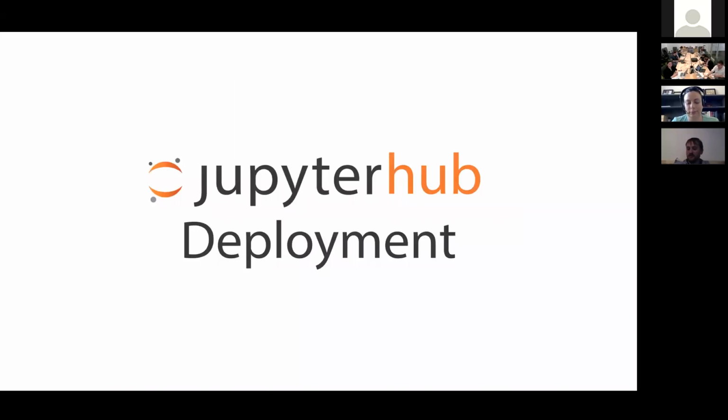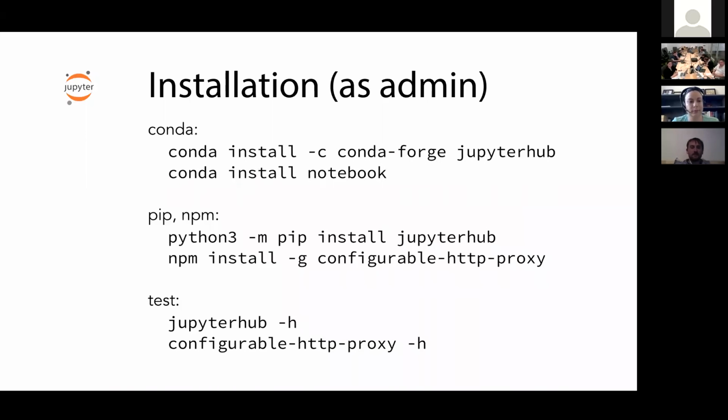So then a bit about deploying JupyterHub. You can install it with conda, pip, npm. It does have one non-Python dependency. You can install it in one command with conda if you use the conda-forge channel, or you have to install the Python package with pip, and then the JavaScript package with npm for the proxy.